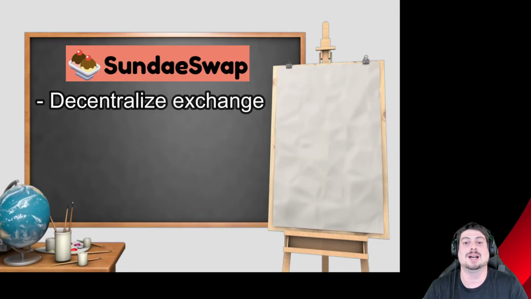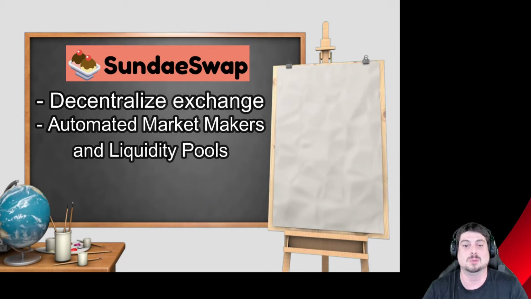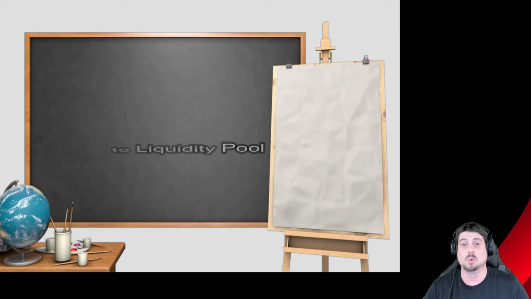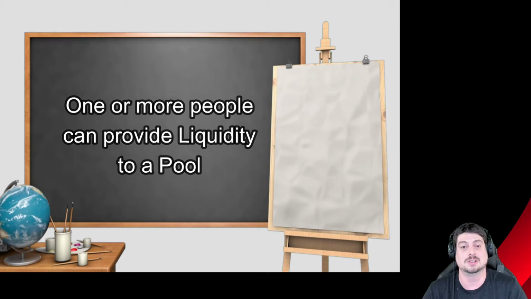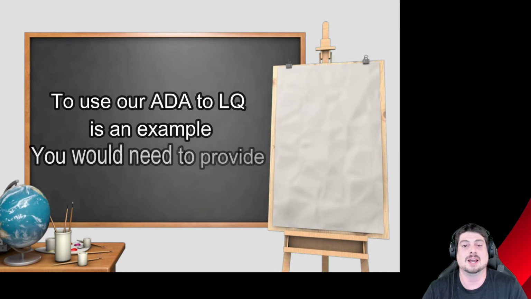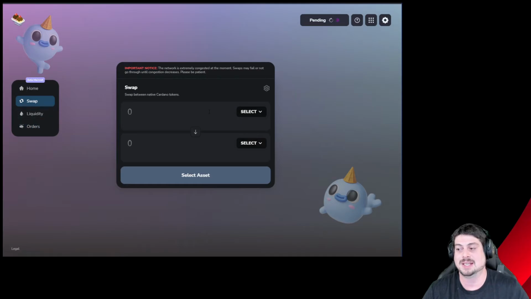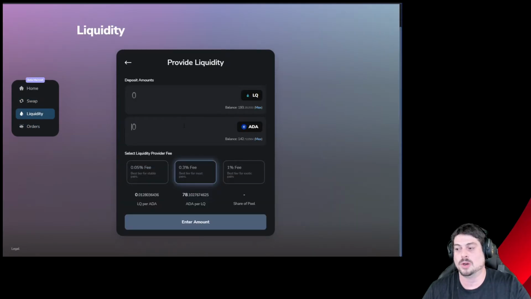SundaeSwap is a decentralized exchange that uses automated market makers and liquidity pools. Each pair has a liquidity provider that provides an equal amount of both assets to the liquidity pool. This can be one or more people providing liquidity to a pool. To use our ADA to LQ as an example, like we said over here, they need to be an equal amount. You need to provide a 1-to-1 ratio in US dollars.